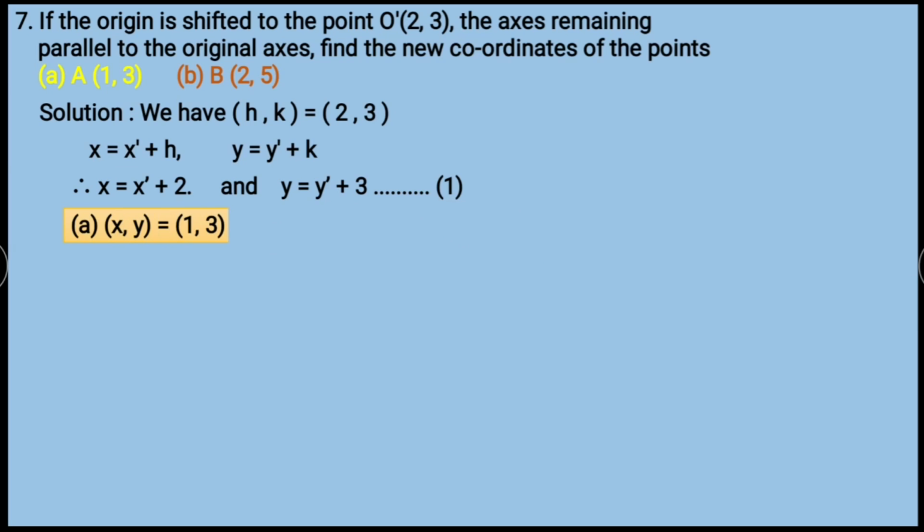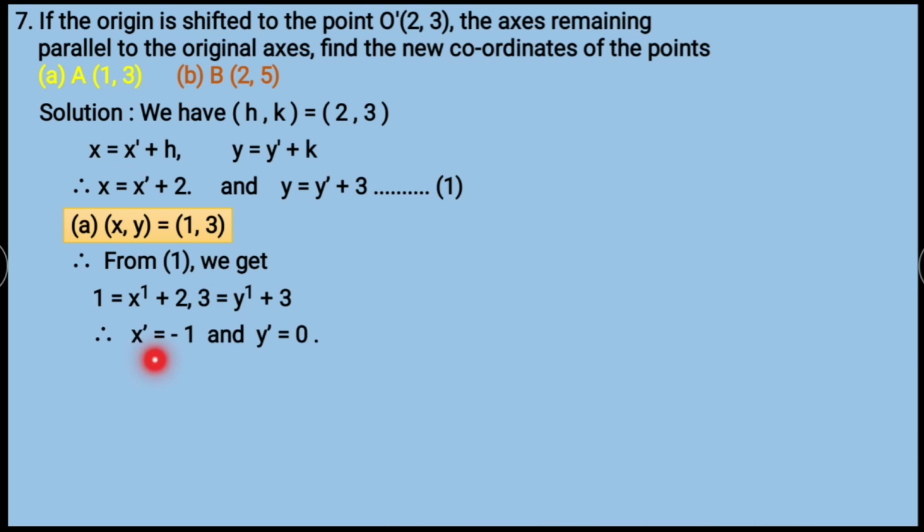Now see the first sub question. Here the coordinates are 1, 3. So we write here x, y as 1, 3. So we substitute this value in equation 1. We write here, from 1 we get, substitute this x as 1 and this y as 3. So we get the value of x dash, y dash.